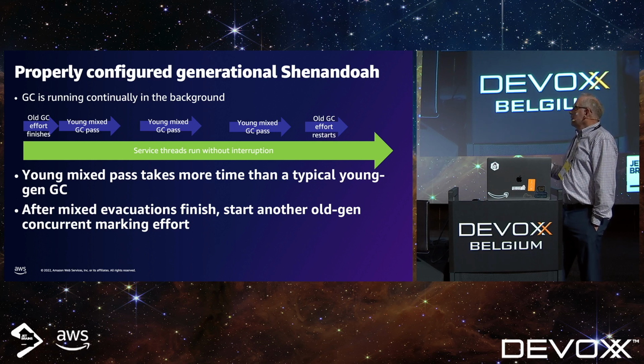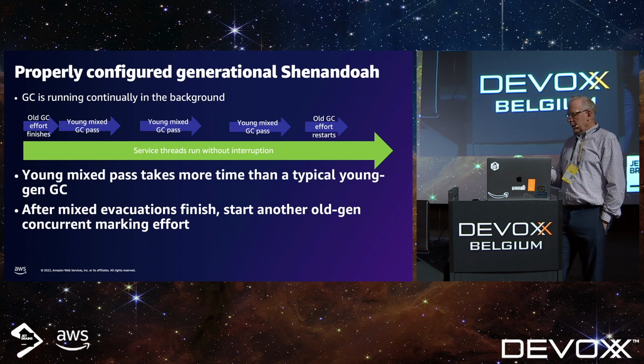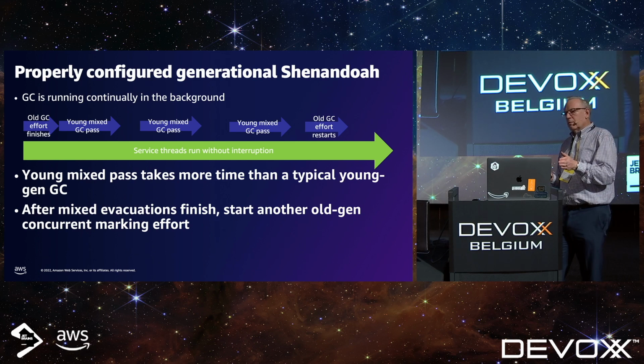Once we have finished with the last of the candidate collection, old gen collection set regions, then we can start another old gen effort. We could start it right here, but we don't have to. We use heuristics to decide when it is appropriate to start another old gen effort based on the rate at which we're promoting and how full old gen is at the moment.